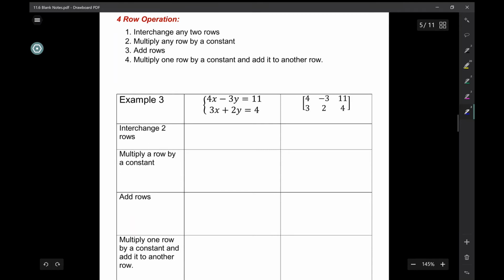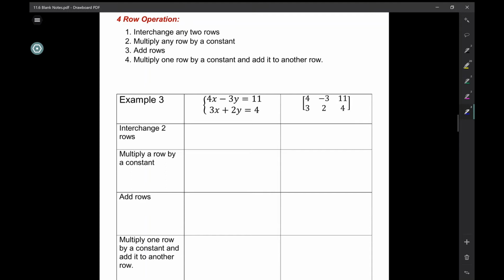So what are our 4 row operations? Well, what we can do is we can interchange any 2 rows. We can multiply any row by a constant. We can add rows together. And we can multiply one row by a constant and add it to another row. I'm going to do these examples both in the systems of equations notation and the matrix equation to kind of encourage you to believe that these are all legit things we can do to linear equations.